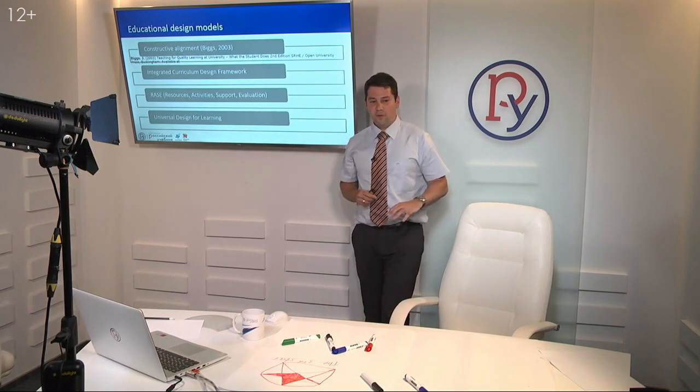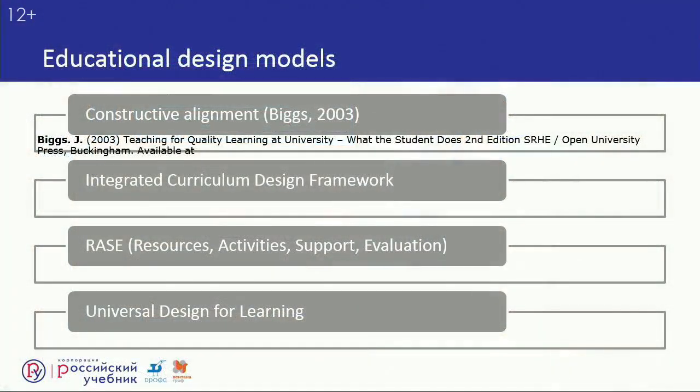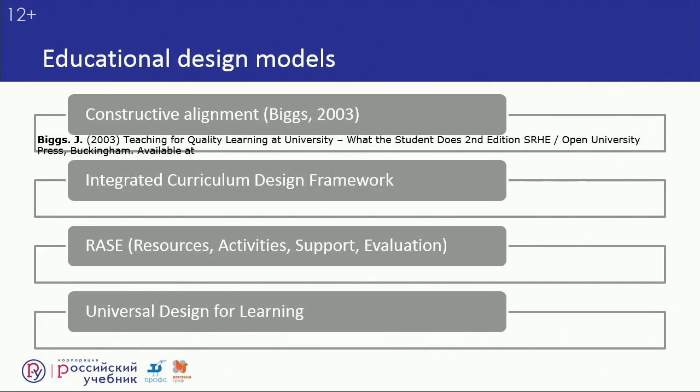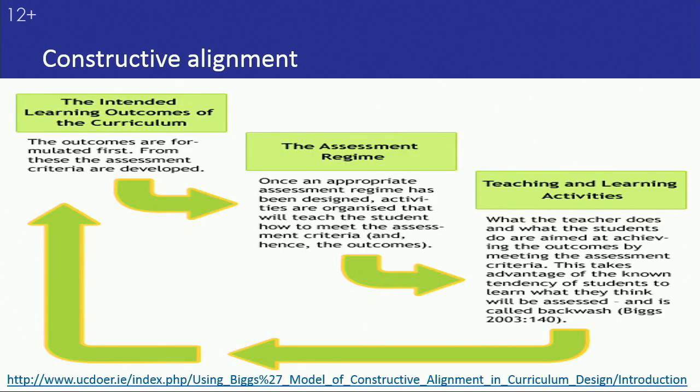So there are four leading educational design models: constructive alignment, integrated curriculum design, RACE, and universal design for learning. I'll talk about three of them because the first two are very similar: constructive alignment and integrated curriculum design. So the first one, constructive alignment. How does constructive alignment work?